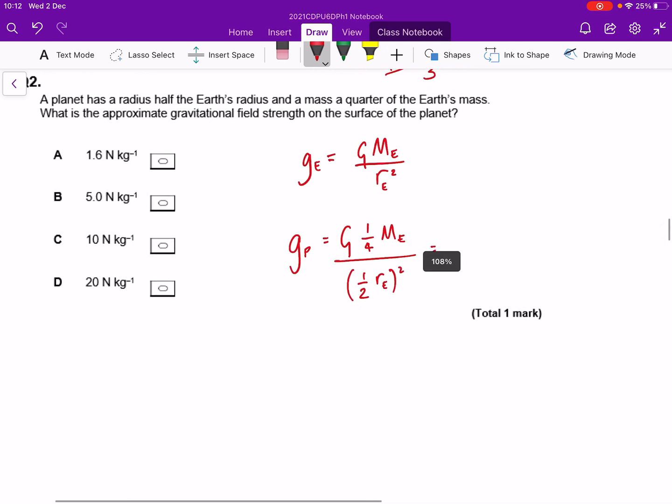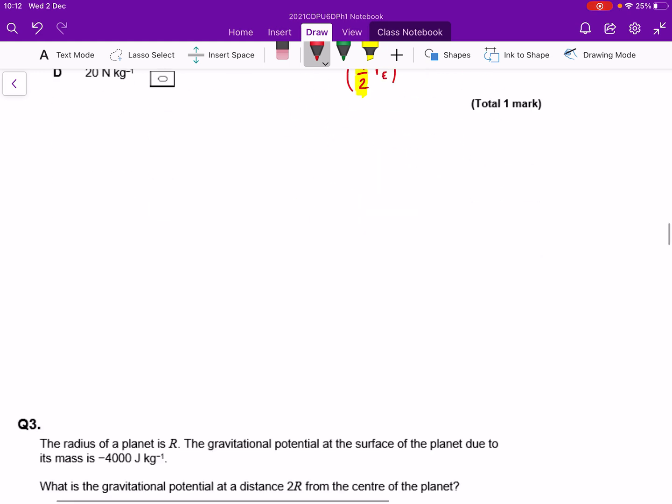Now, that is going to cancel out, isn't it? Because the half on the bottom, when it gets squared, is going to become a quarter. And so we're going to have a quarter on the top and a quarter on the bottom. So this is going to become G M E over R E squared. And so therefore, it's going to be C, approximately 10 newtons per kilo, the same as the Earth.